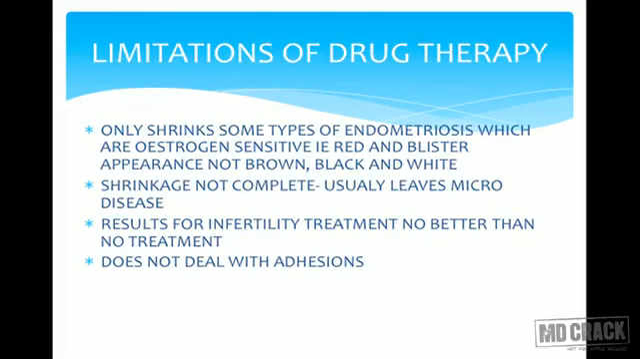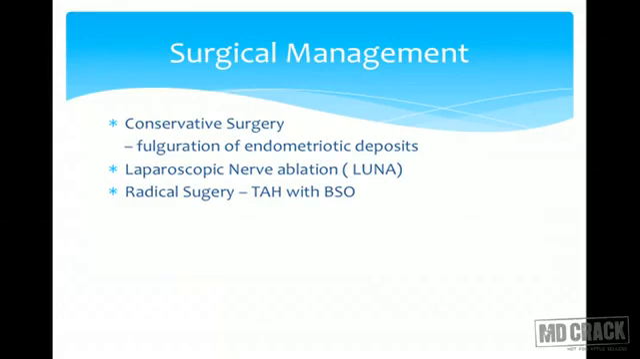The limitations are they shrink some type of endometriosis which are estrogen sensitive. But there is again reappearance. So shrinkage is not complete, usually leaves the micro disease. Results for infertility treatment are not really very convincing, and medical management cannot really deal with adhesions which are formed inside the peritoneal cavity.